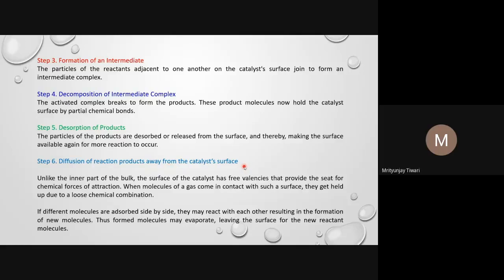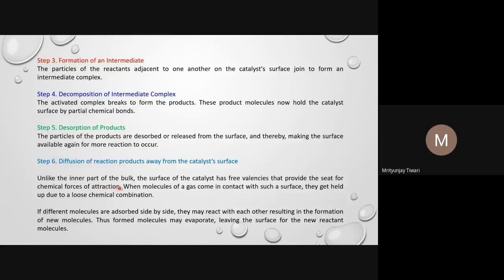So the products that were released just nearby the surface will now diffuse to the bulk of the solution, so that some space will be there for new reactant molecules to come and get adsorbed there. If the product molecules stay at or near the surface, the possibility for more and more reactants to come and get adsorbed will be less, because they will hinder the diffusion of the reactant molecules near the surface, since the products are already there. So the product will now diffuse away from the surface, and so the vacancy is created.